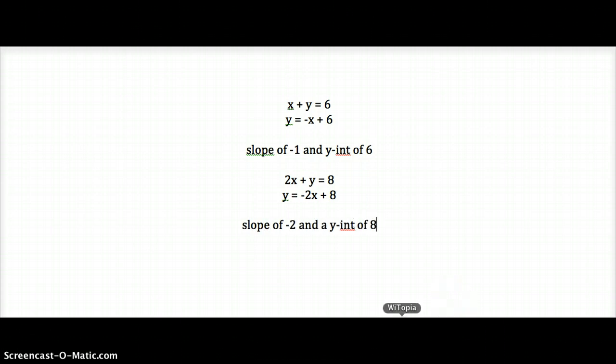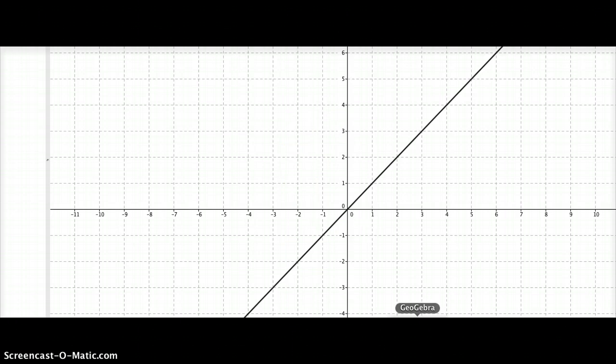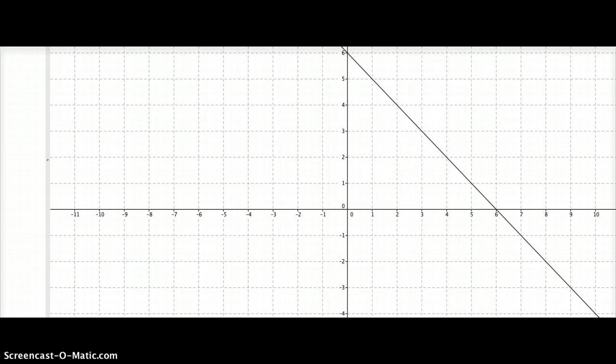Okay, so let's go over to our other program and graph it. So we got y equals negative x plus 6, which we have in there, and y equals negative 2x plus 8. And so we can see they intersect at one point here, which is over 2, 4, so the point is 2, comma 4. In other words, the only possible answer that works out of every infinite solution is 2, comma 4.